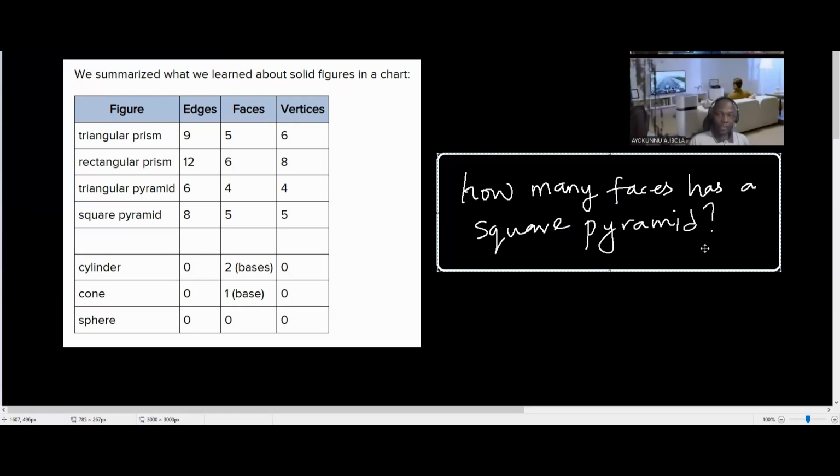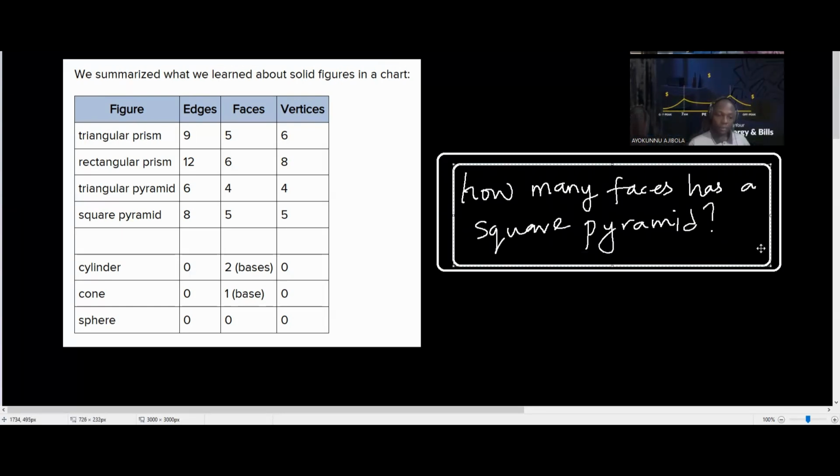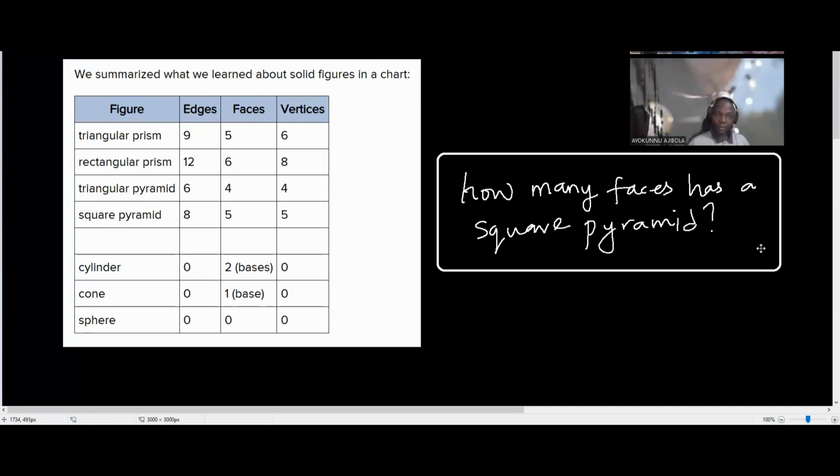How many faces has a square pyramid? Read the question. You're not reading. Read the question, Miggy. Read this question. How many faces? The square pyramid. Now, look at the answer from the table and tell me the answer.